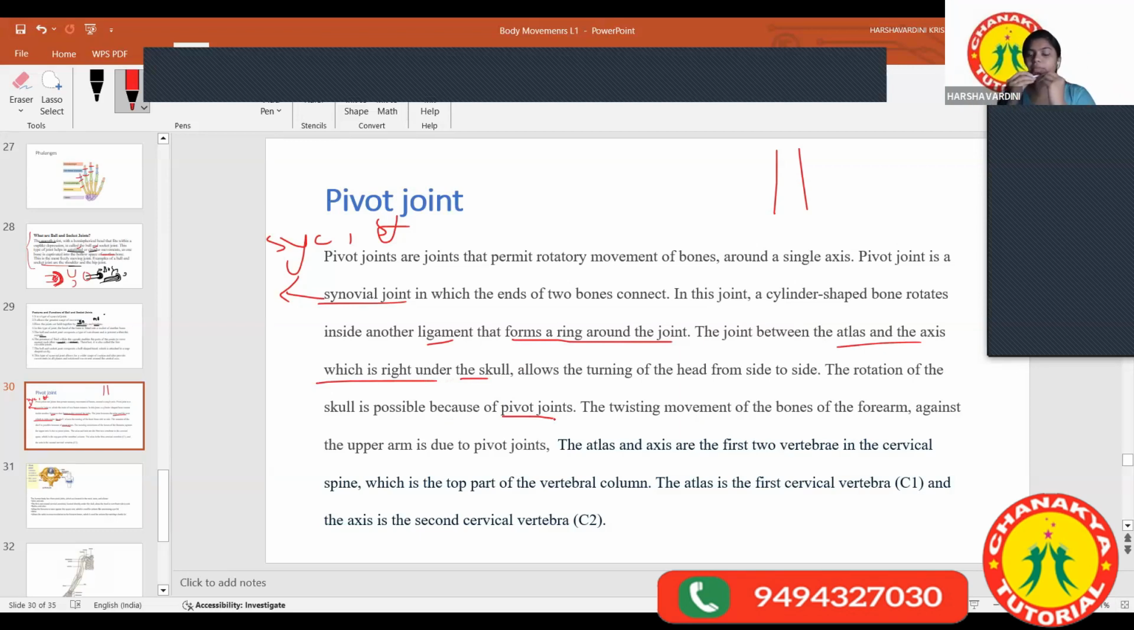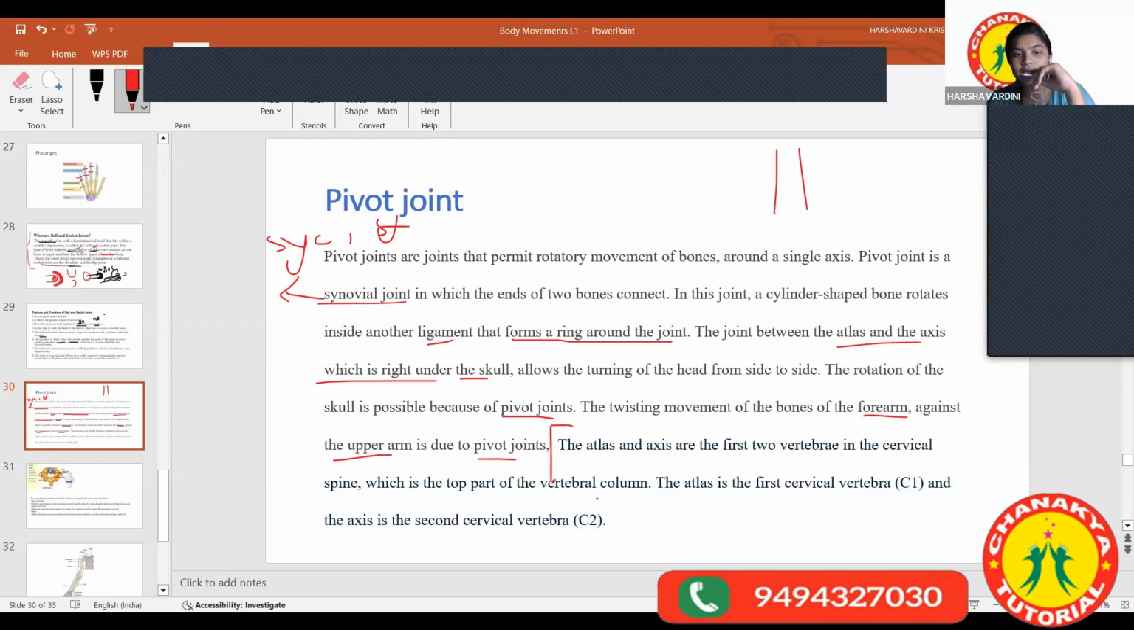The twisting movement of the bones of the forearm against the upper arm is due to the pivot joint. What is forearm and upper arm? No, I think this part and this part. I also think the same. But the joint that we have here is a hinge, not a pivot. Yes. Okay, let's see the atlas and axis.